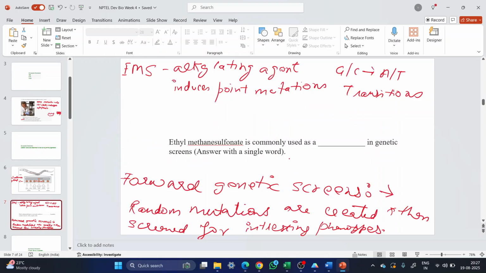Then ethyl methane sulfonate: it is an alkylating agent. It is a mutagen which causes GC to AT transitions, and this is used basically for forward genetic screens. What is the meaning of forward genetic screens? In forward genetic screens, random mutations are created, and then they are screened for interesting phenotypes.